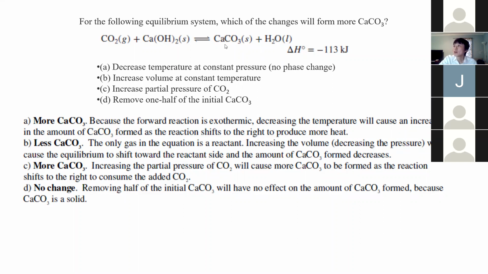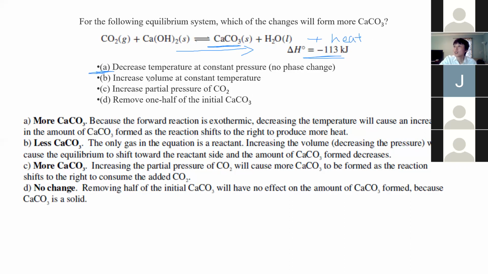So for A, we have a decreased temperature. In that case, we look at the sign of delta H. Delta H is negative, meaning this is an exothermic reaction. For an exothermic reaction, that means the heat is on the right-hand side, on the side of the products. So decreasing the temperature will cause a shift to the right. When you have a shift to the right, more calcium carbonate will be generated. So that's for A.